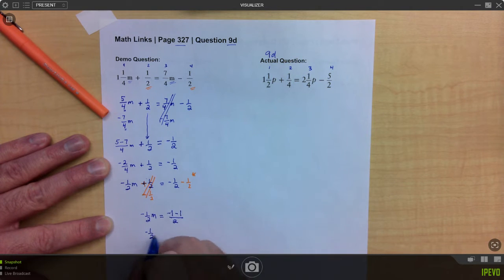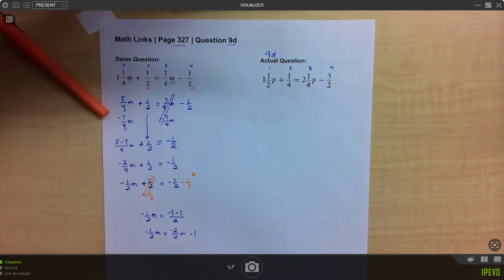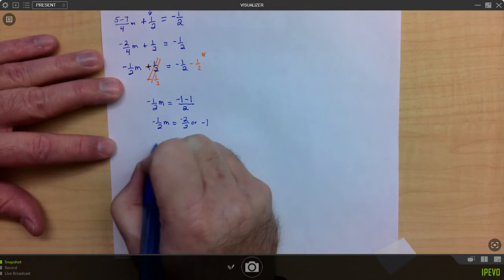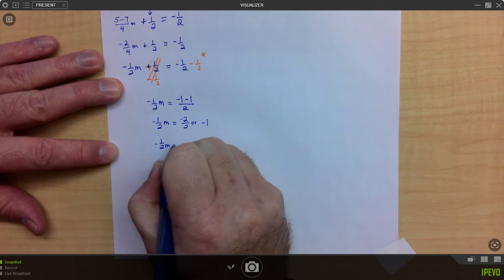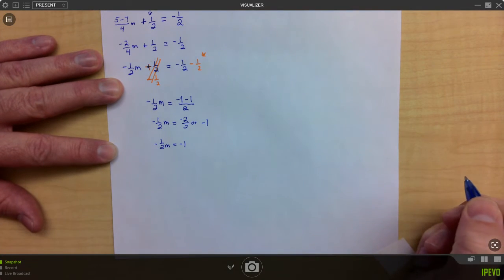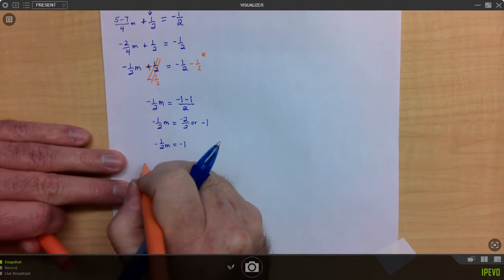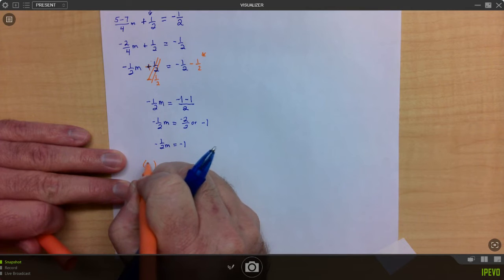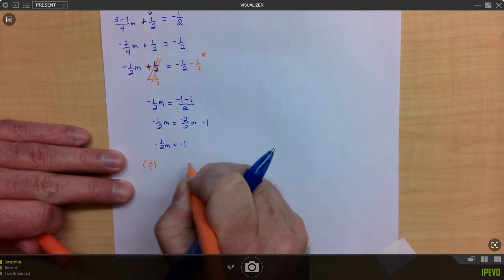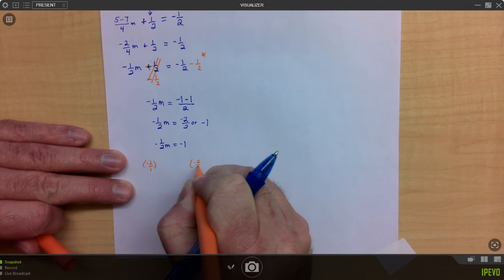That's equal to, and I notice in my camera I'm slowly running out of space, negative 1 subtract 1 is -2/2, or just -1. So, let's adjust this. -half m is equal to -1. What should I do? Well, I kind of like the reciprocal method, okay? In other words, whenever I have a fraction, I'm tempted to flip it. Make sure you keep the sign the same. Whatever I do to one side, I do to the other.